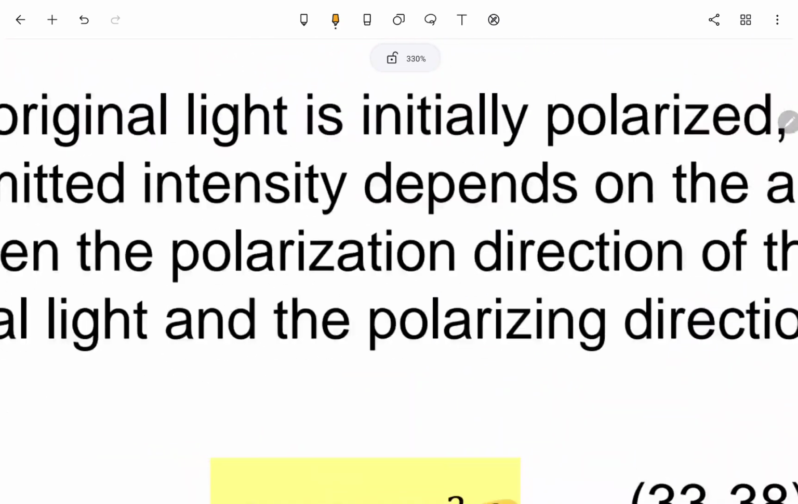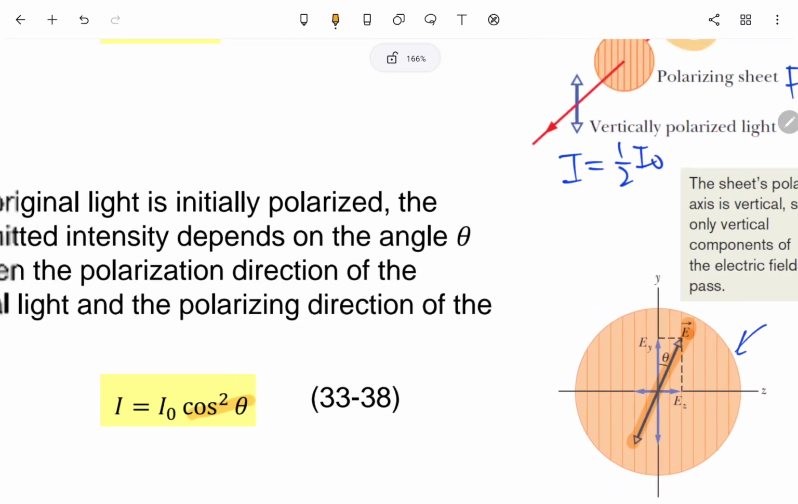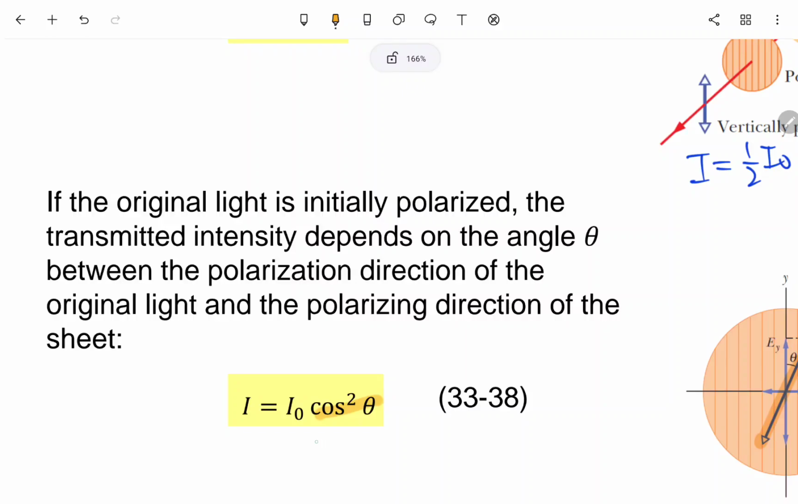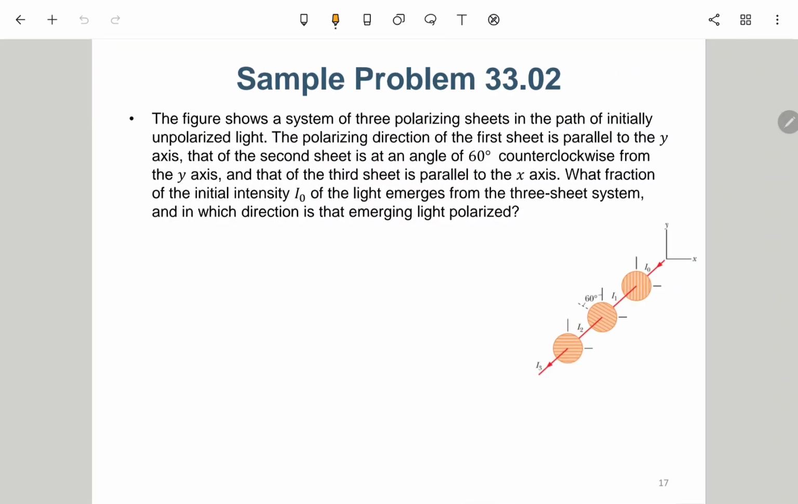This makes sense. It's just like the E field, which will be a cosine of it. But the intensity is proportional to E RMS square, so the output intensity will be multiplied by cosine square of theta. Okay, so these are two formulas for the polarization. And then here, let's take a look at this sample problem.